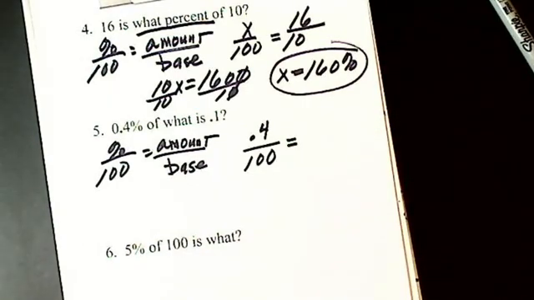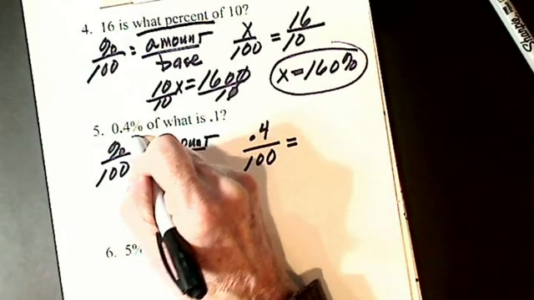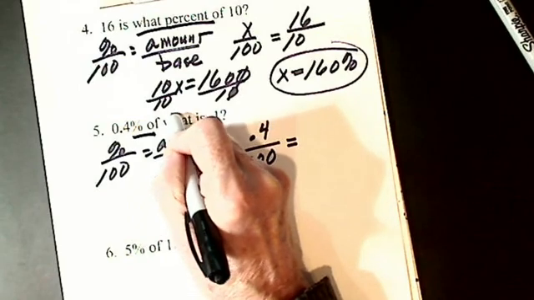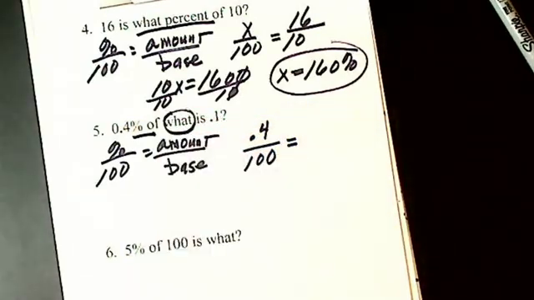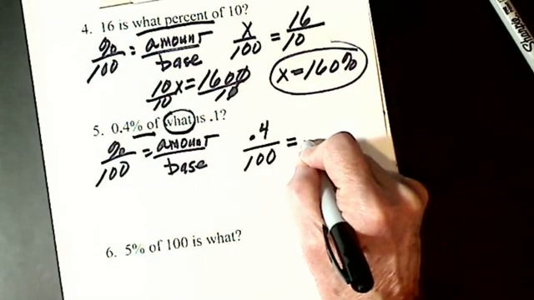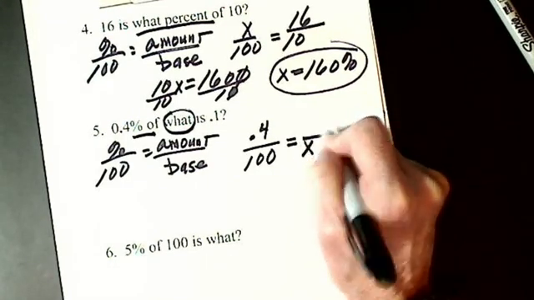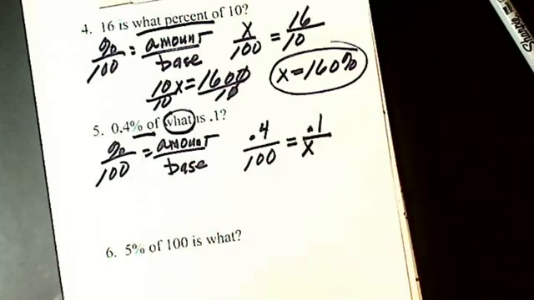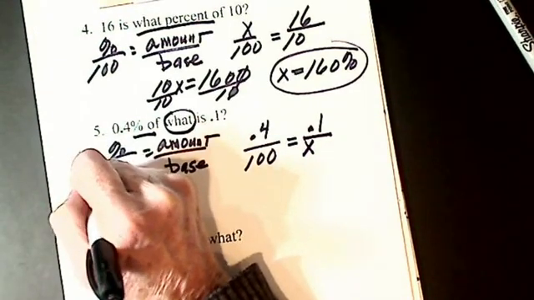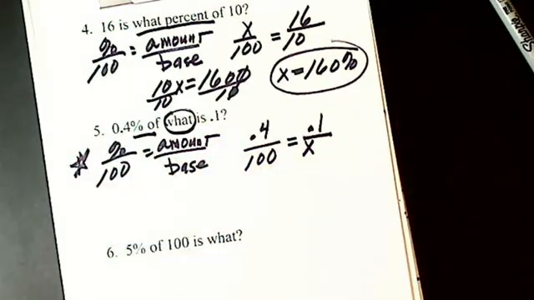I look for my base. Base follows percent of. Here's my percent of. It says what? That's what I don't know. So that means my base has to be x. My 0.1 or my 1/10 goes here. This is the one people get wrong the most. Then I just do my thing.